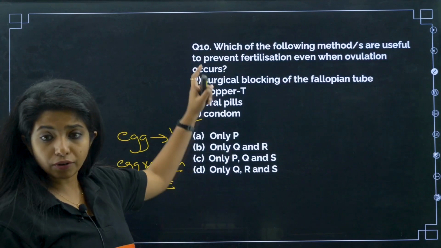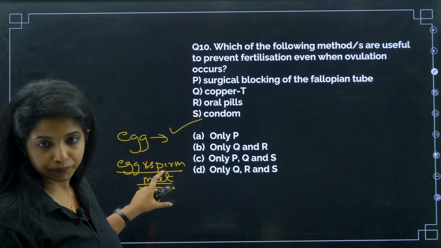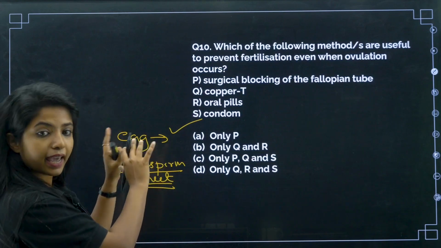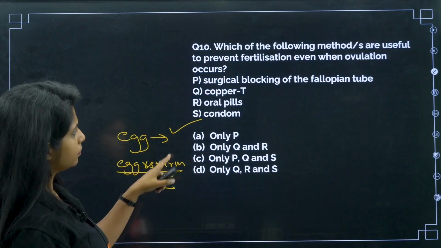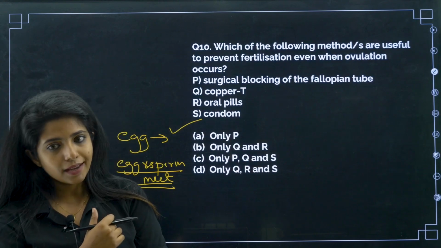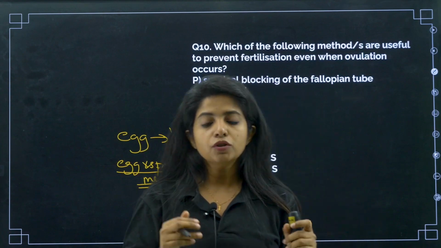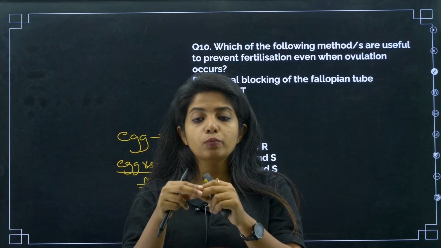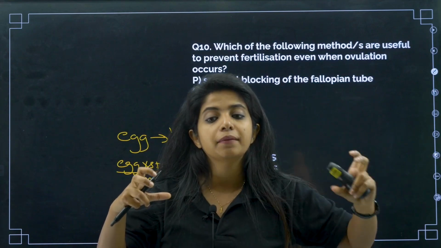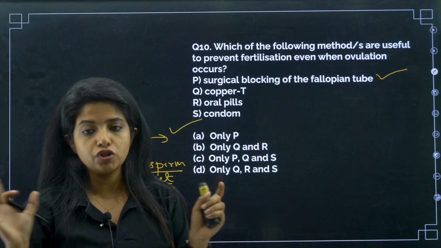That is the thing. So, you have to find out which is that where fertilization is not occurring, but ovulation is happening. Egg is releasing, but fertilization is not occurring. Surgical blocking of fallopian tube, do you think in this case the egg will be released? Yes, when you surgically block the fallopian tube, which is the one that carries the ovum, right? If you surgically block, cut the fallopian tube and tie it up, still the egg will be released, but the egg would not be able to go ahead and meet the sperm. So, yes, this is one method in which egg is released, but fertilization is not happening.